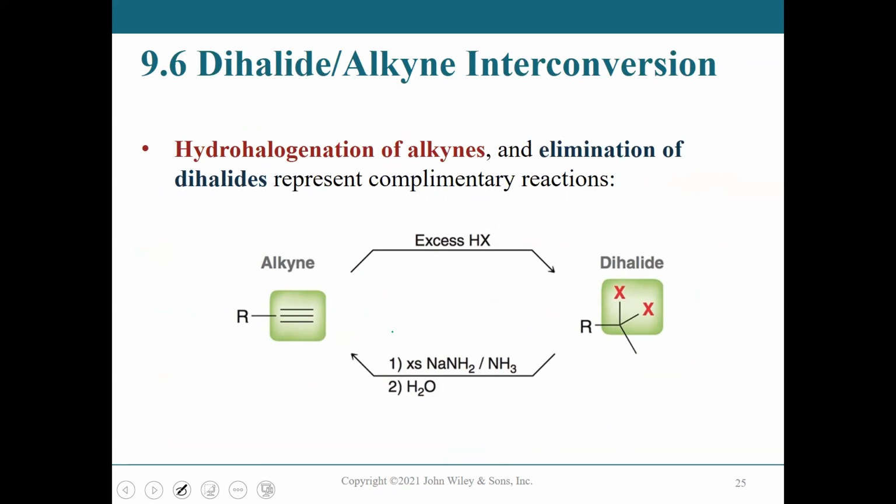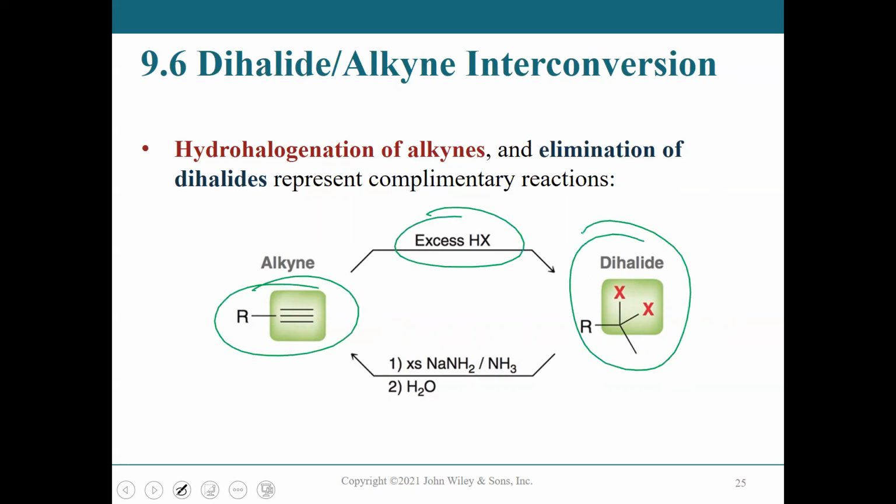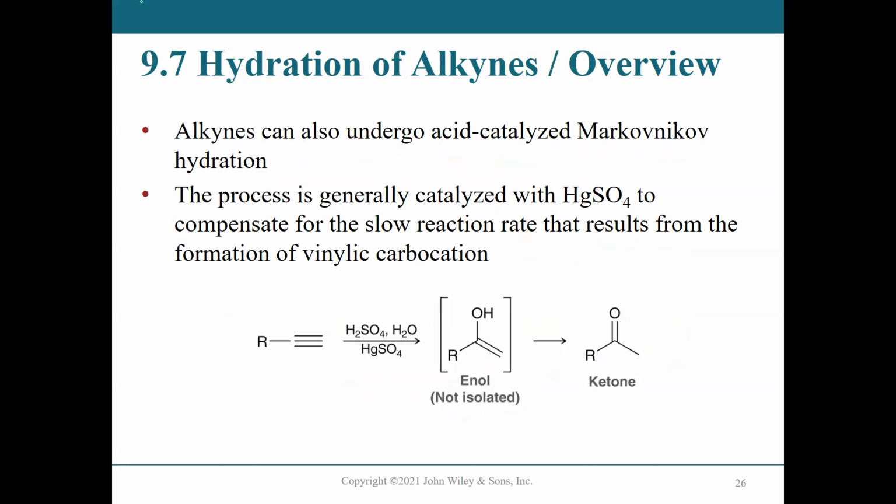No, this is not halogenation. My bad. This is just a summary of how to do the hydrohalogenation of the alkyne. If you use excess HX, you get the geminal dihalide, and then that one can go back to the alkyne if you do a double elimination. That is one way to convert between dihalides and alkynes, going both ways. If you want to go to the dihalide, use the alkyne with excess HX. If you want to go from the dihalide back to the alkyne, you just do the double elimination with sodium amide and water. Okay, great.